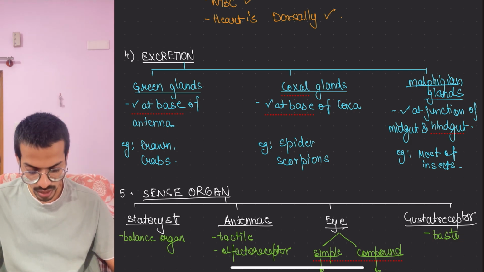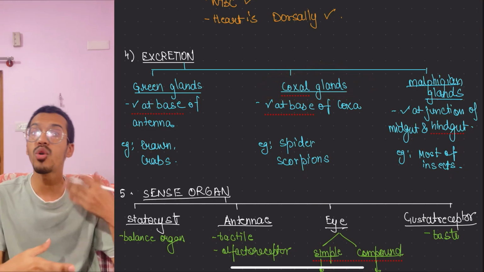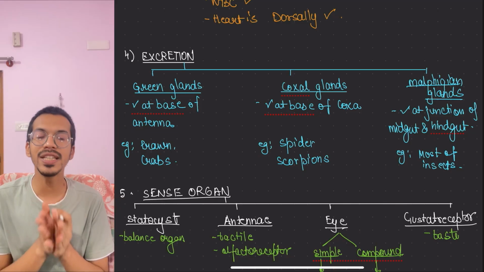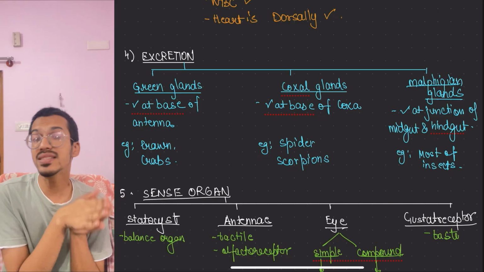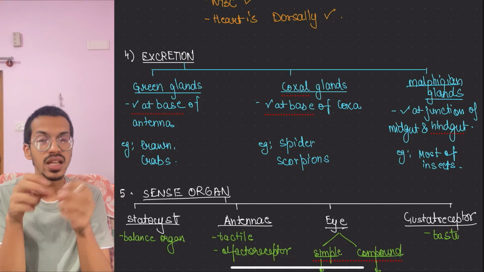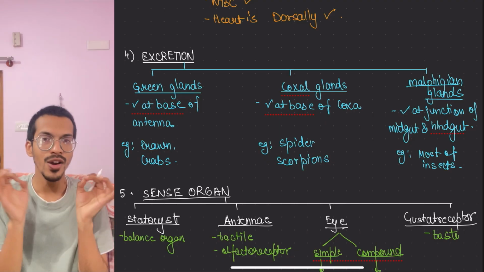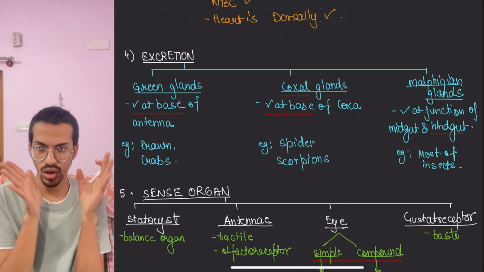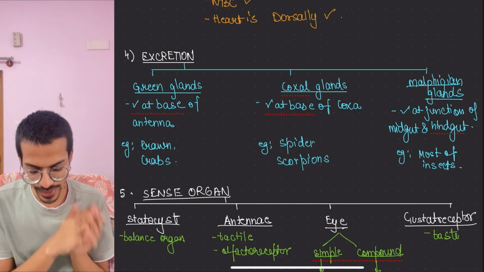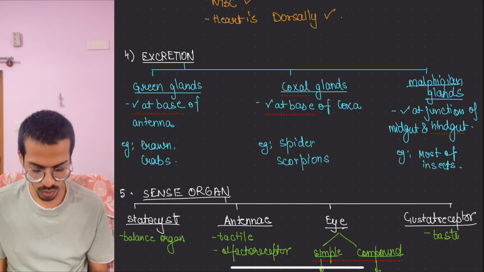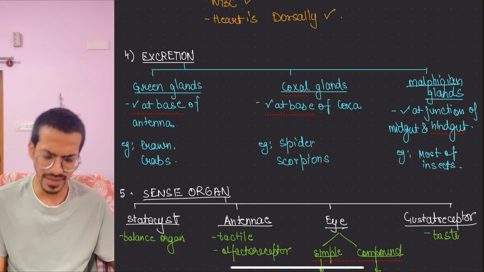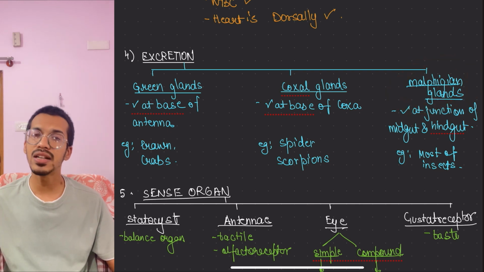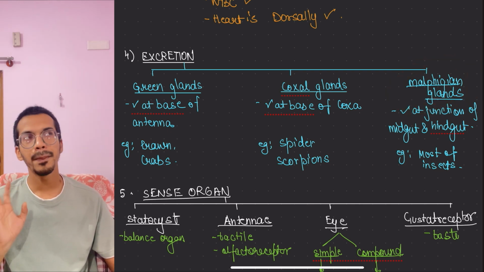Then comes the coxal gland. The word coxal refers to the coxa. Coxa is the thigh of the insects. When we learn the cockroach, we will see that also over there. For now, just remember that coxa is a segment or the thigh of the insects, and at the base of it are present the coxal glands, for example in spiders and scorpions. And the Malpighian tubules are present at the midgut and the hindgut.